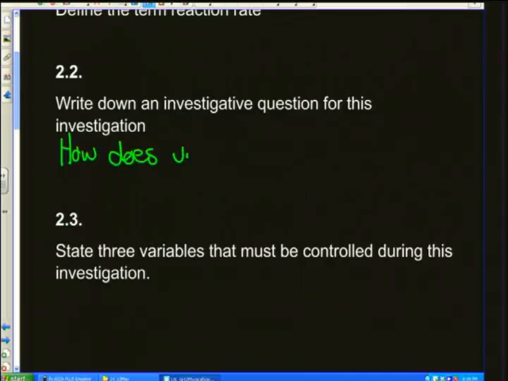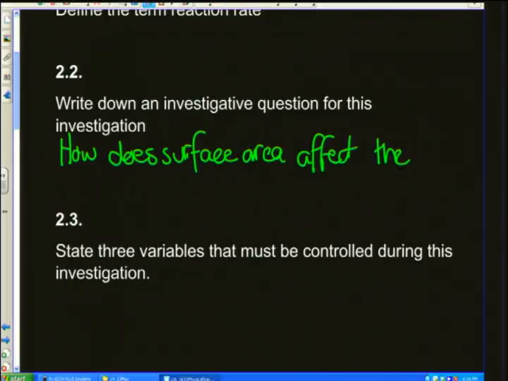how does surface area, let's start it with an S, not a U, how does surface area affect the rates of reaction. Okay, we've got our independent, dependent variables, okay, provided all other conditions remain the same.